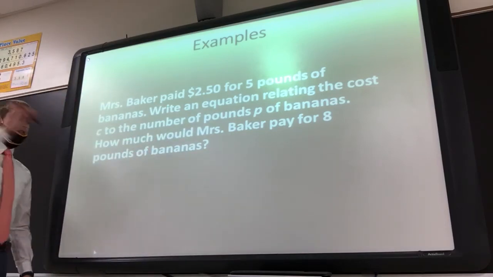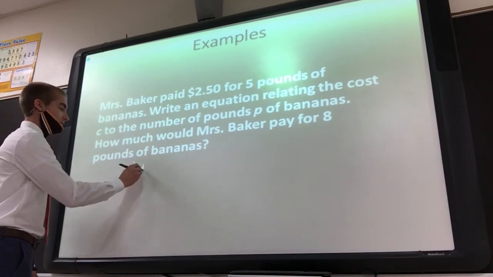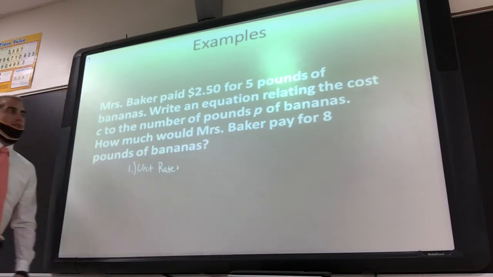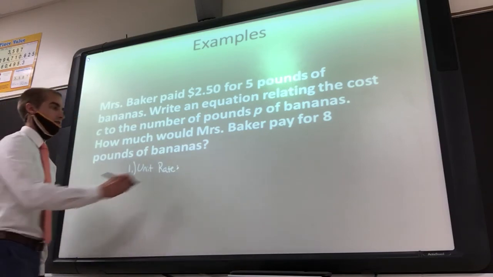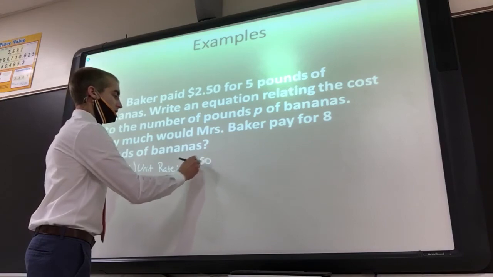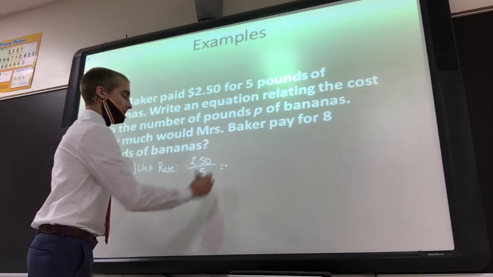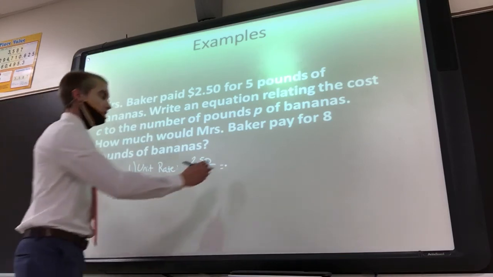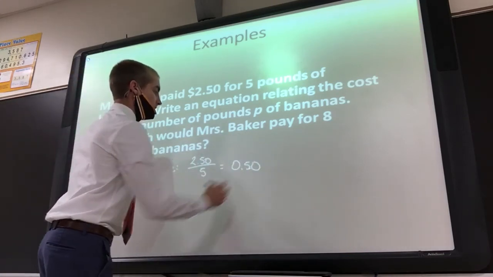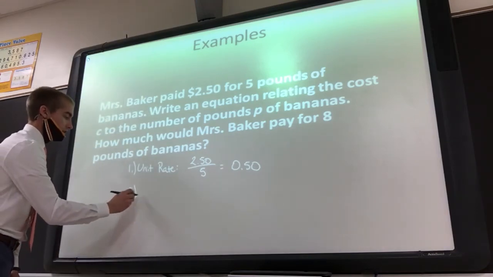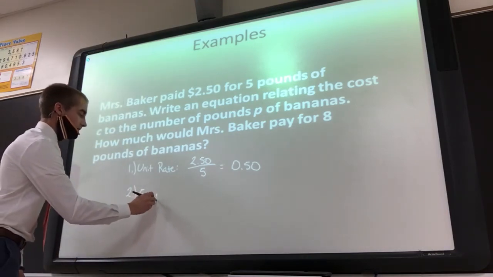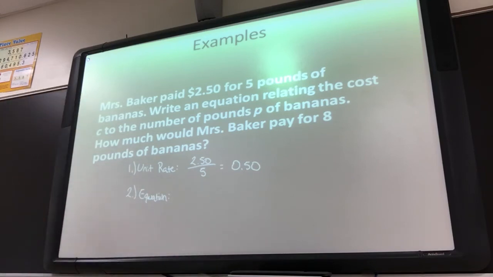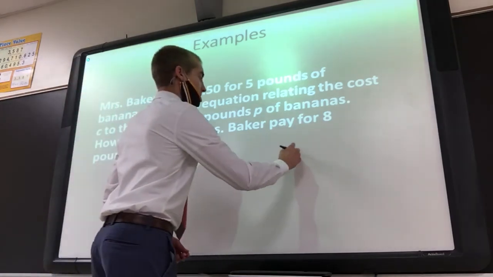So step one is still the same. What's the unit rate? How much is it for 1 pound of bananas? 250 divided by 5. That would get you 50 cents. Okay, step two, we write our equation. We've got C for cost and P for pound. So I'll do the same thing I did for the last one.